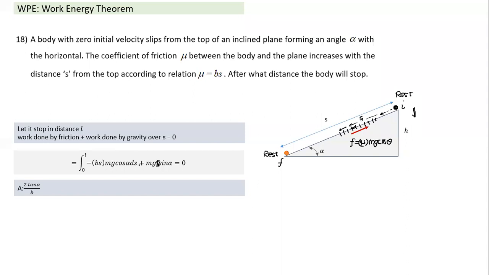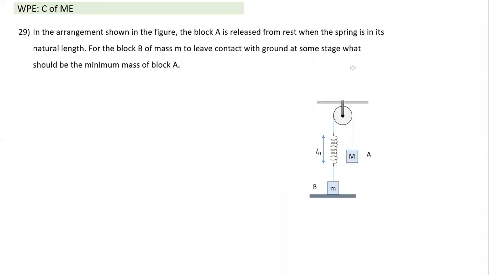It becomes ds square by 2. We simplify, we get our answer. So what is the distance L we obtain from here? This question, which was then the sheet, I didn't finish. Let's come to some other questions now.